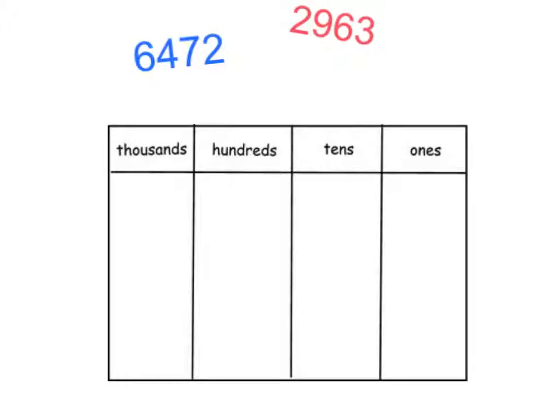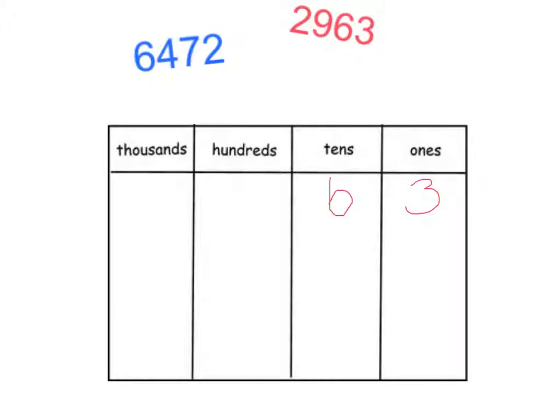So first thing I'm going to do is pop the number 2,963 into our place value chart. So we're going to start with our 3. In the number 2,963 we have 3 ones. So I'm going to put 3 into the ones column. How many tens are there in this number? There are 6 tens. So I'm going to put the 6 into the tens column. 6 tens, we also call this 60.